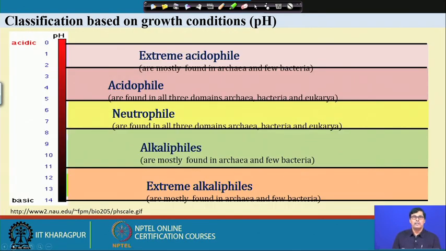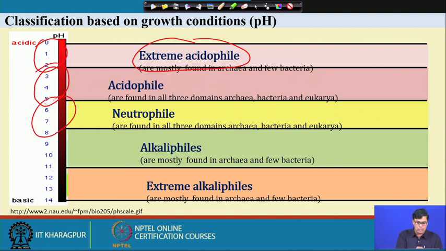Now, on the basis of pH also we can classify the organisms. We have extreme acidophiles, which grow between 0 to 2. The acidophiles usually grow between 3 to 5. Neutrophiles are usually 6 to 8, say 6 to 7 or 7.5. Alkaliphiles are usually 8 to 11. Extreme alkaliphiles are usually 11 to 14. So, on the basis of pH also we can classify it.